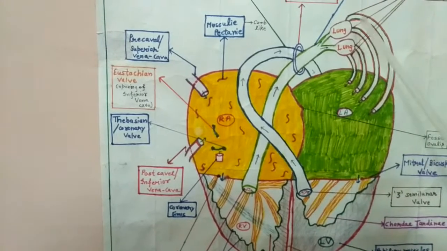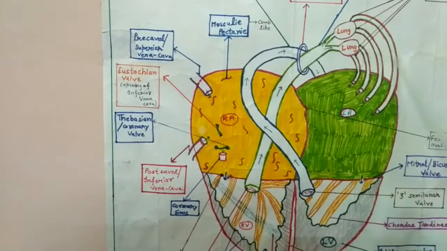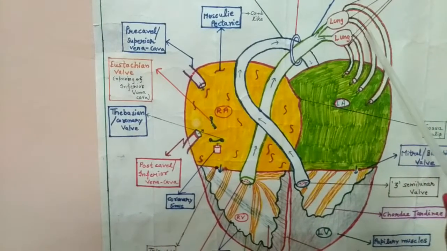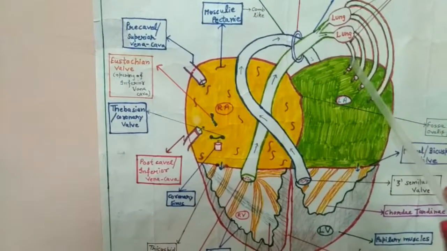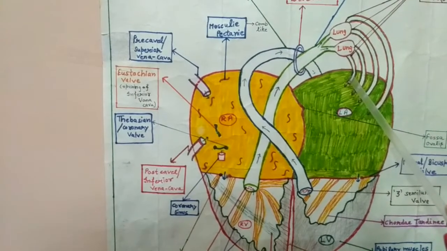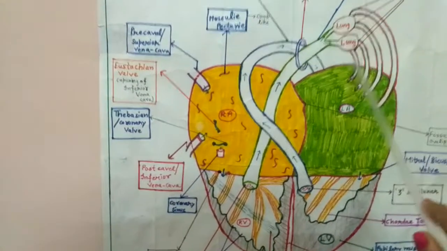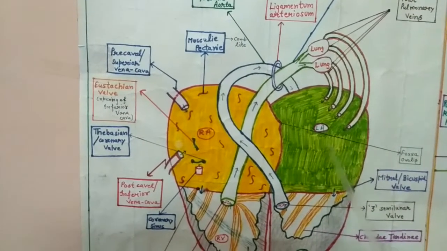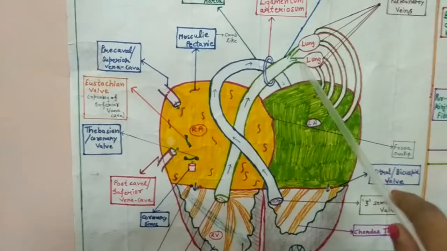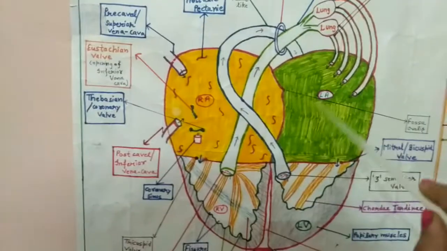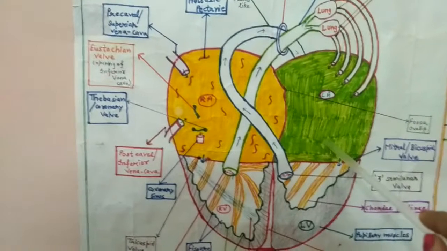From the lungs, there arise four pulmonary veins. From one lung, two pulmonary veins arise, and from the other lung, another two pulmonary veins arise. So they form two pairs of pulmonary veins. One important thing about these pulmonary veins is that they do not have any valve. So oxygenated blood directly comes inside the left atrium. So from the left atrium, now the blood is oxygenated.